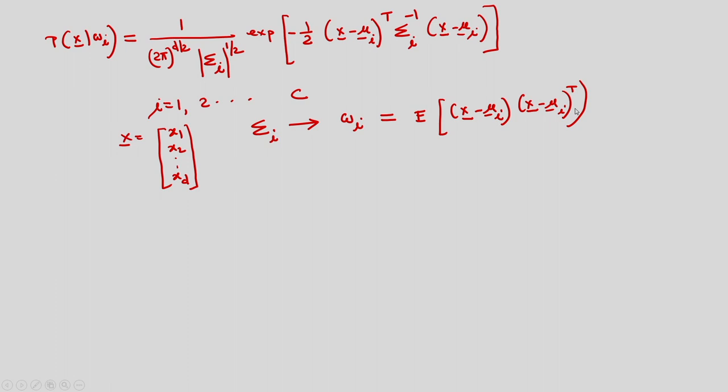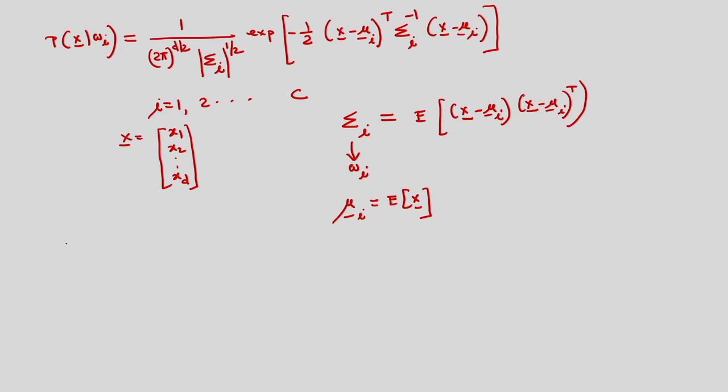You know how to determine this. This is for the class omega i, and that means it is the covariance matrix for the class omega i. And what is the mean vector? The mean you can also compute. The mean is nothing but the expected value of x. The mean vector you can determine like this.